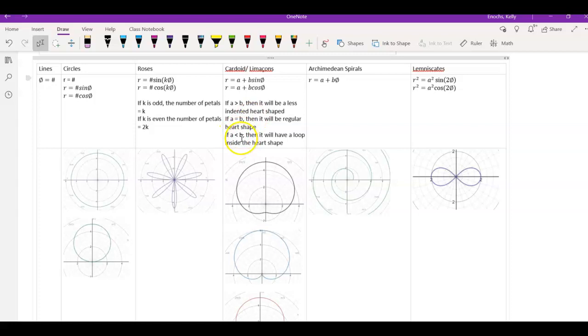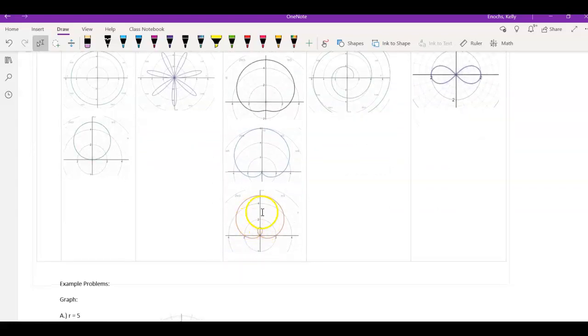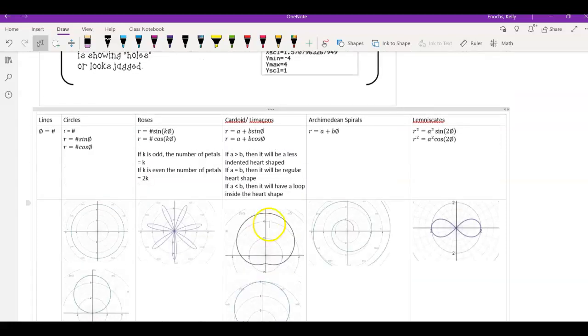And if your A is less than B, so you had 2 plus 3 sine theta, then you're going to get this little loop on the inside of your heart shape. If you do not have a sine or a cosine, that just gives you a straight up spiral with your A and B values.